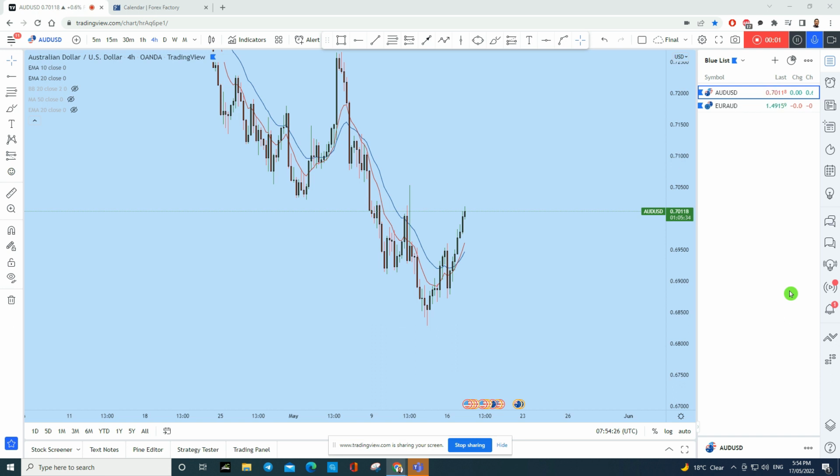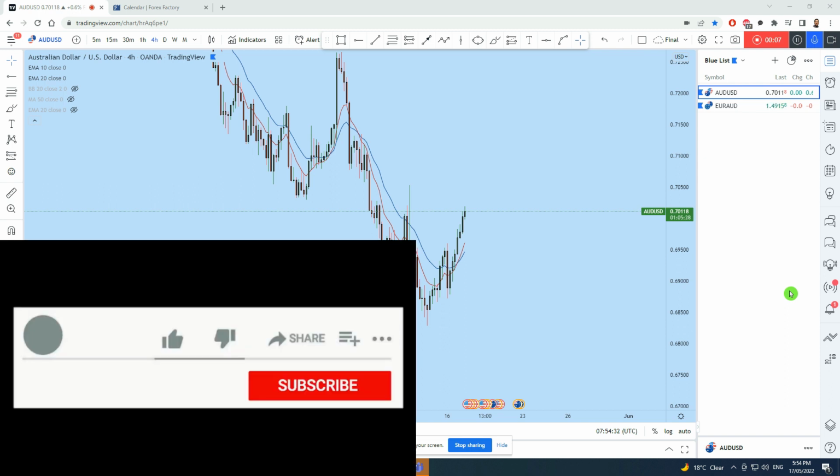What's up, traders? So let's do a complete multi-time frame analysis of Euro AUD and Aussie dollar. Let's see what kind of trading opportunity we have in AUD USD and Euro AUD.